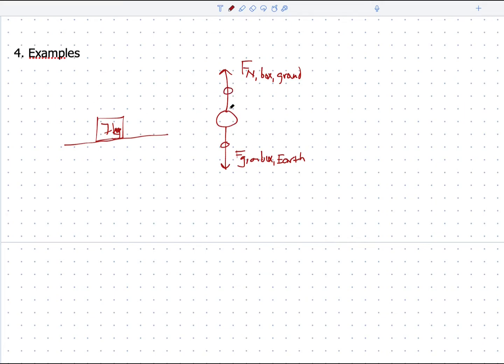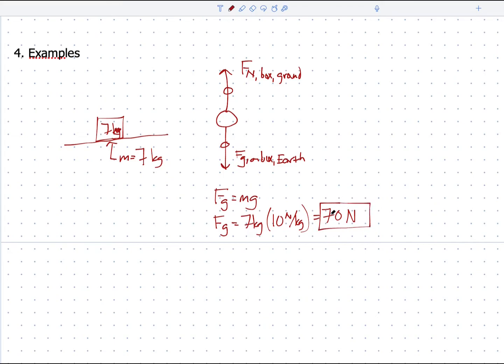All right, so if we want to know how big the force of gravity is, again, force of gravity equals mass in kilograms times little g. We know here that this mass equals 7 kilograms. So force of gravity equals 7 kilograms times the little g, which is always 10 newtons per kilogram. And then the force of gravity will be 70. And again, the units for force are always newtons.